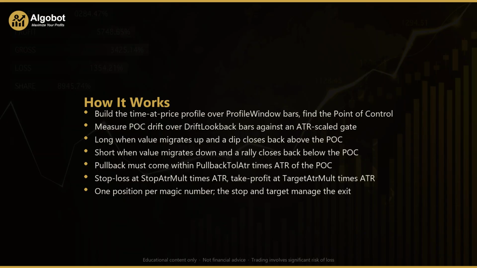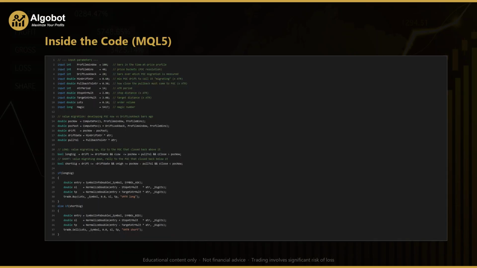Risk is handled symmetrically and scales with volatility. When a trade opens, the stop loss is placed at the stop multiplier, which defaults to 2 times the average true range away from entry, and the take profit at the target multiplier, which defaults to 3 times the average true range. That gives a reward to risk structure of 1.5 to 1. Only one position is held per magic number, and once it is open, the stop and target quietly manage the exit. Let us read the code as if we were sitting in MetaEditor.